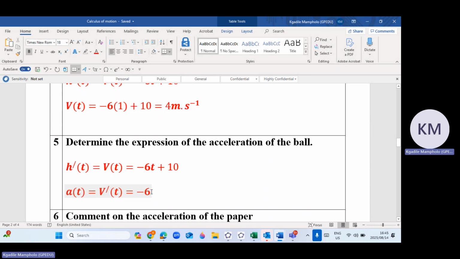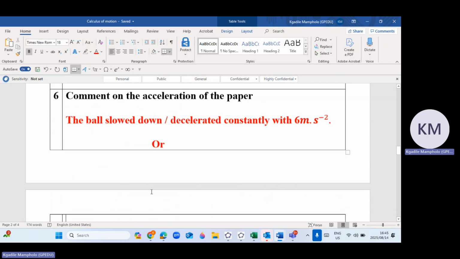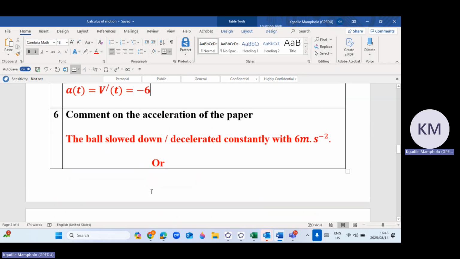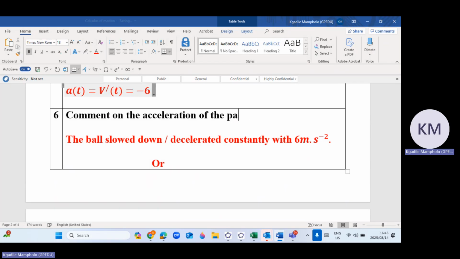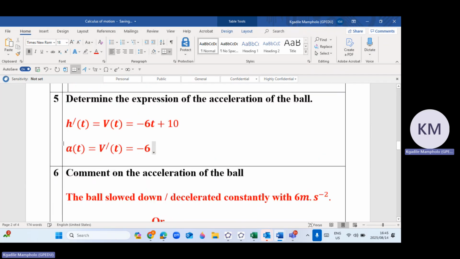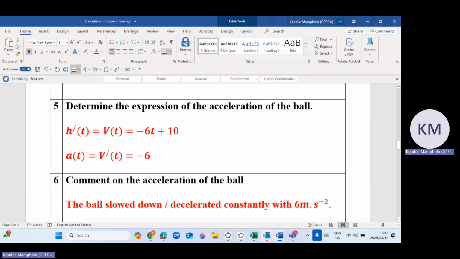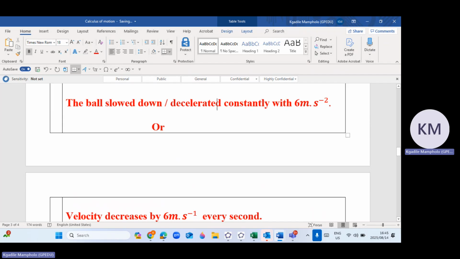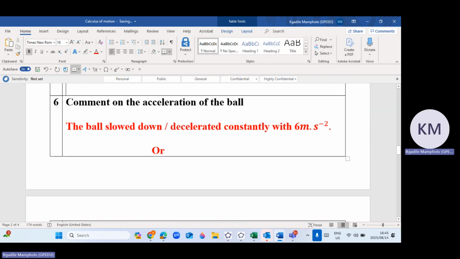So comment on the acceleration. What does this acceleration mean? It simply means that the acceleration of the ball. Remember, the acceleration of the ball. What does that -6 mean? It simply means that the ball slowed down or decelerated. Deceleration is a negative acceleration or acceleration in the opposite direction. It decelerated constantly with 6 meters per second squared.